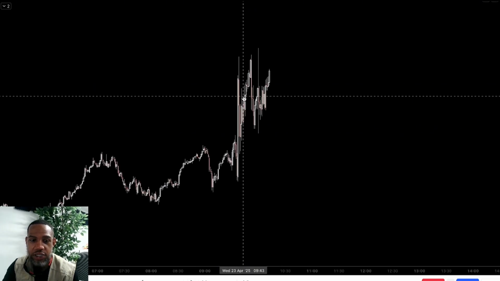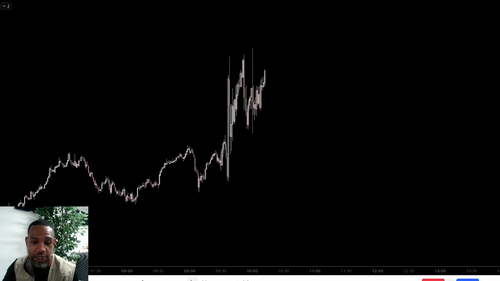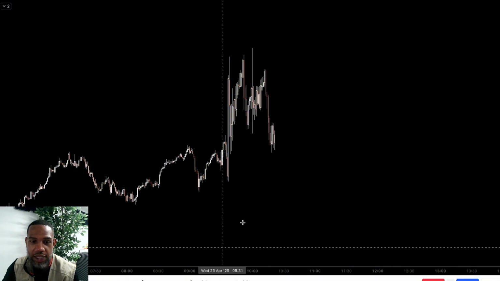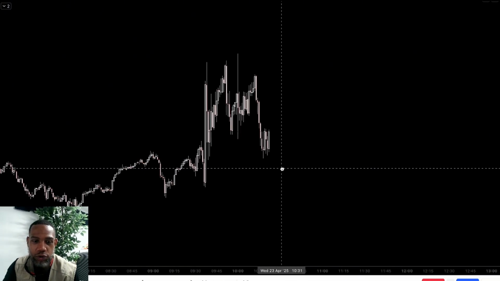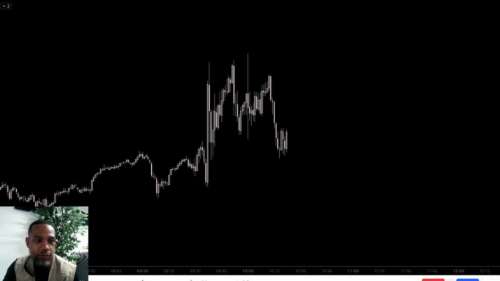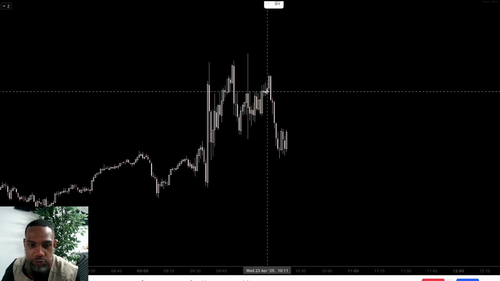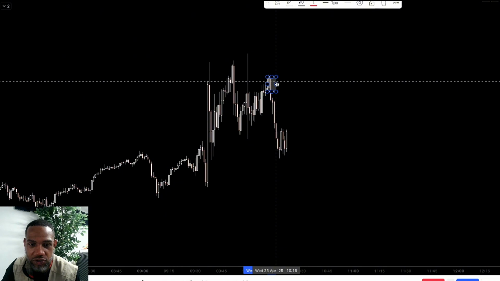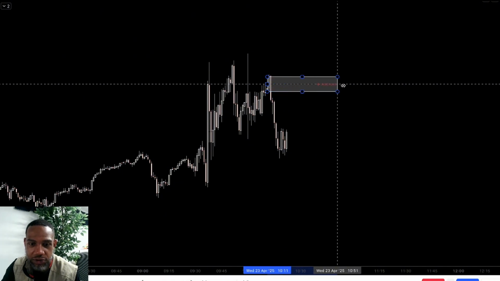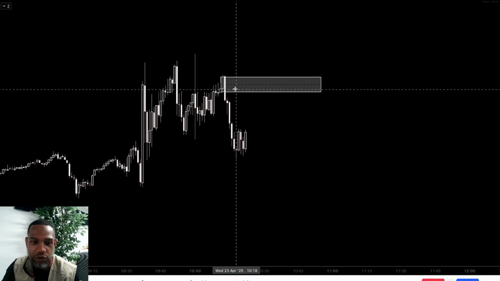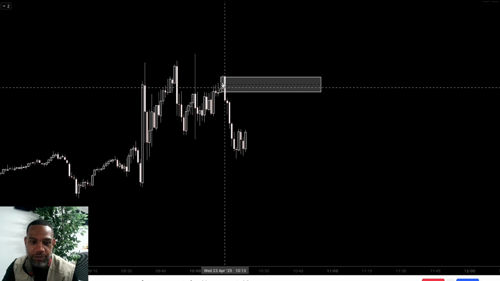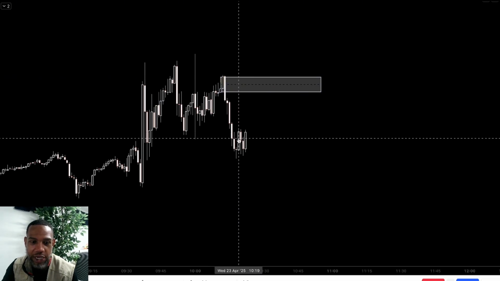So this is now the day before. This is Wednesday. Liquidity was already taken, and then you have this nice order block right here. These are the last 2 up close candles. We have the order block because of a nice set of down close candles right here.